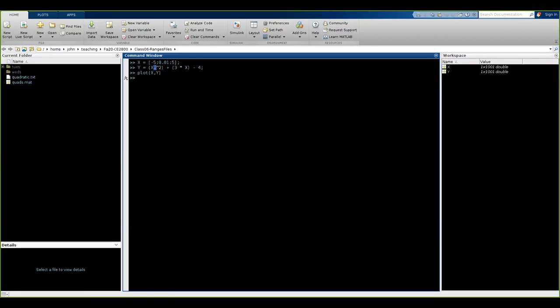The dot operator is a MATLAB command that tells MATLAB to shut off its built-in tendency to want to do matrix algebra. So remember that MATLAB was originally designed as a matrix operation program.